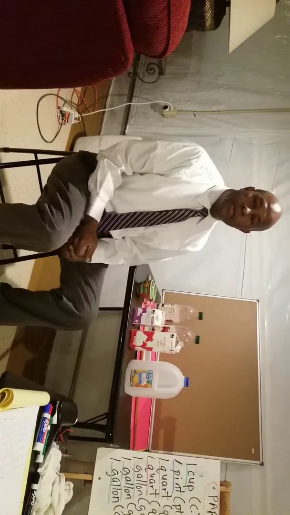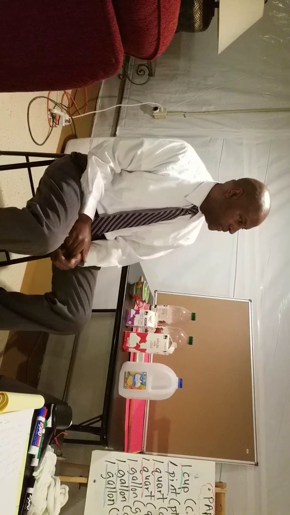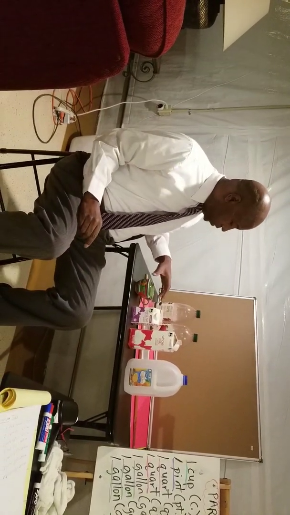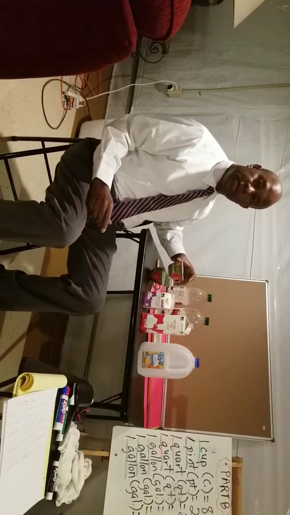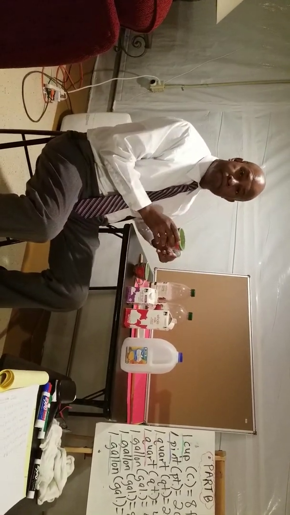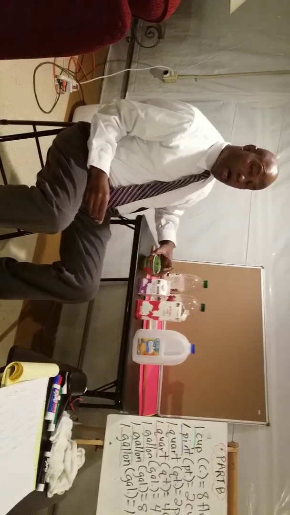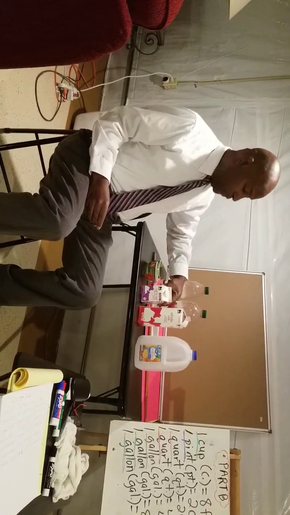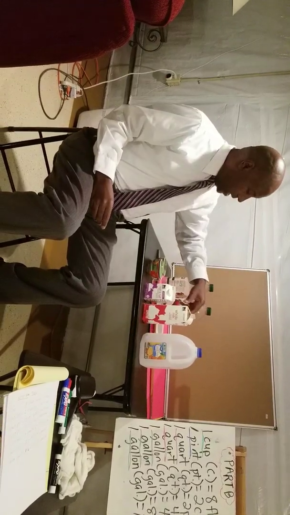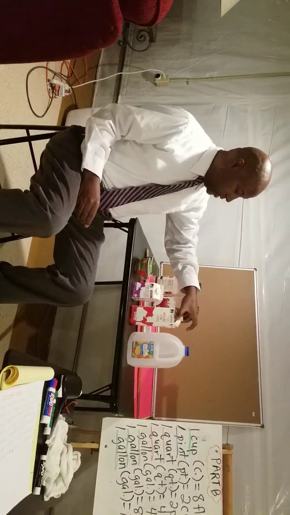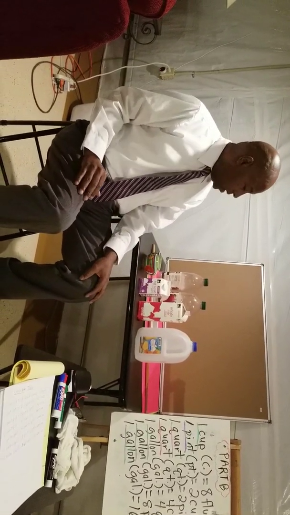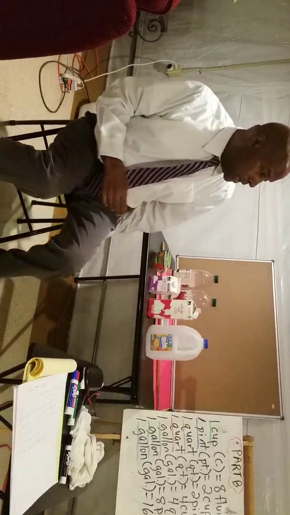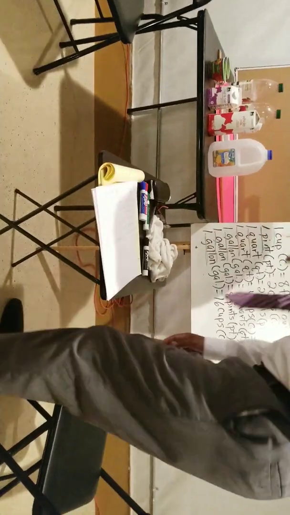So this is part B of the segment dealing with measurement. Just as a quick review, we talked about real world scenarios and situations, we have a cup, the smallest unit. And next to the cup, we have the pint. Next to the pint, we have the quart. And next to the quart, we have the gallon. So now we're going to show the conversions from cups, pints, quarts, and gallons.